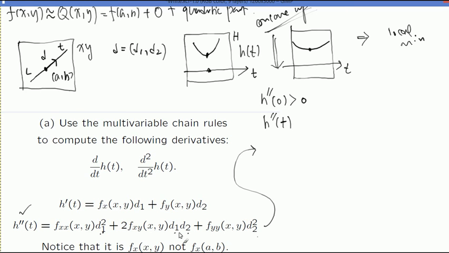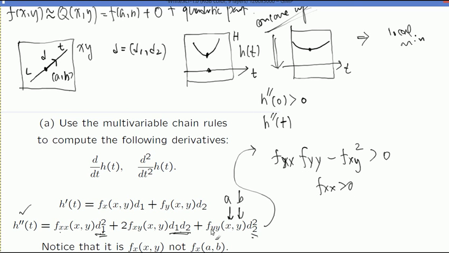These are constant, never changes. Only x and y change to a and b as you plug in t equals 0. That's the point (a, b). So this turns to f_xx(a,b), f_xy(a,b), f_yy(a,b). And this d1 and d2 are freely changing. It can be anything you want, right? However, if the discriminant of this quadratic polynomial, let me abbreviate it like this without a and b, remains positive, and if f_xx is positive, no matter what your d1 and d2 are, this whole thing will remain positive, right?